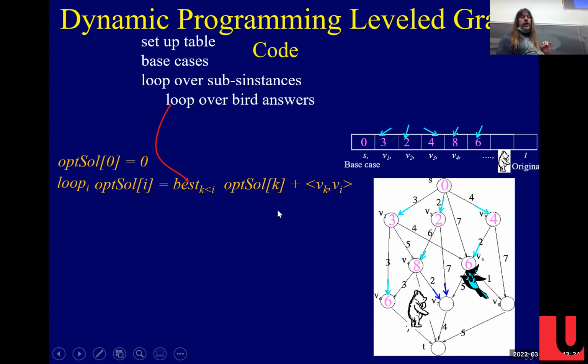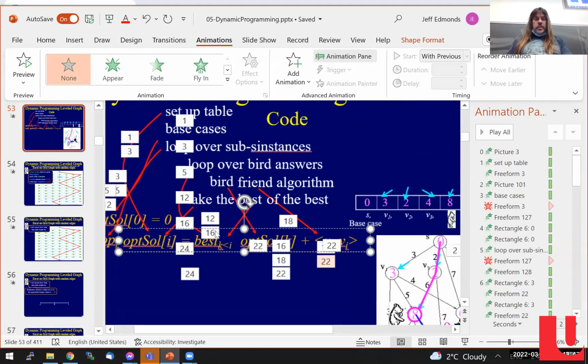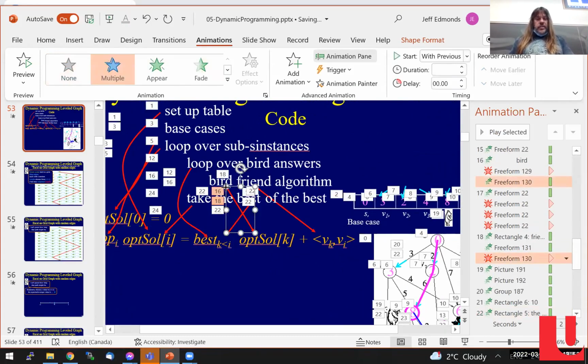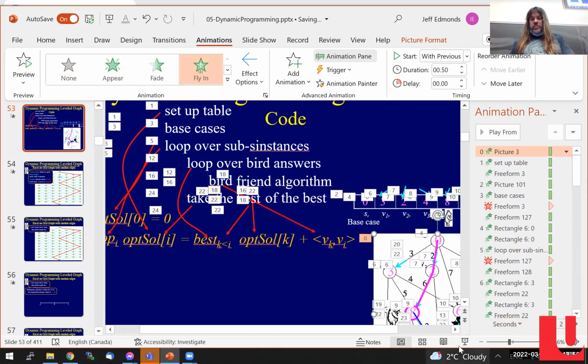We're currently working on node I. We're trying to find the best path for I. And so the bird tells us all these edges coming into I, right? So those are the various answers she might give. And now we move these guys around. So this is going to be our friend. And this one is going to be our bird, because we switched them.